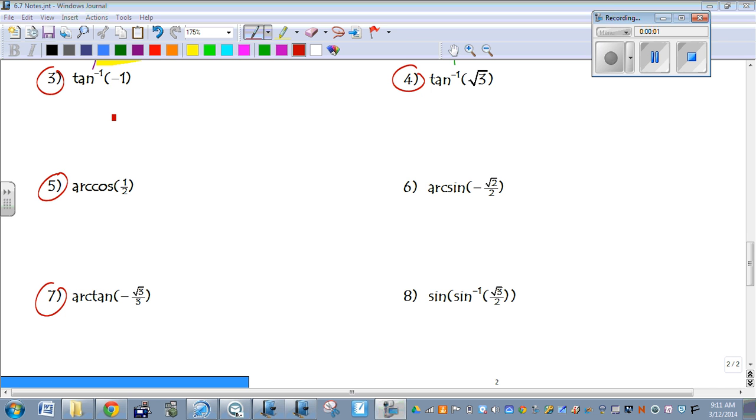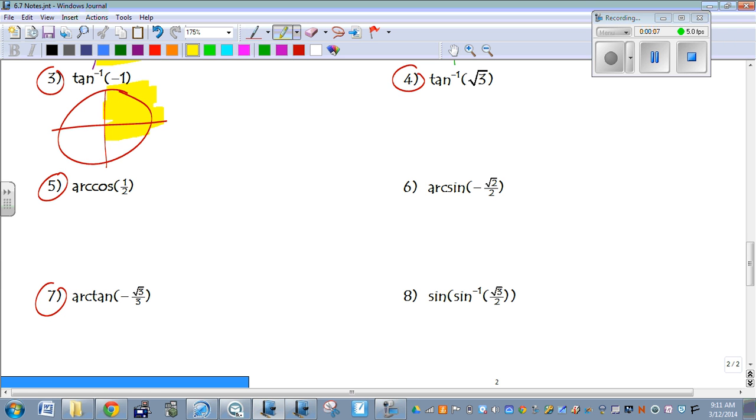So for inverse tangent, our answers have to be between negative pi over 2 and pi over 2. Since it's negative, that tells us it's going to be in the fourth quadrant. And to have a tangent of 1 would have to be pi over 4 angle. So this one is going to be negative pi over 4. Right, because the sine and cosine have to be the same.